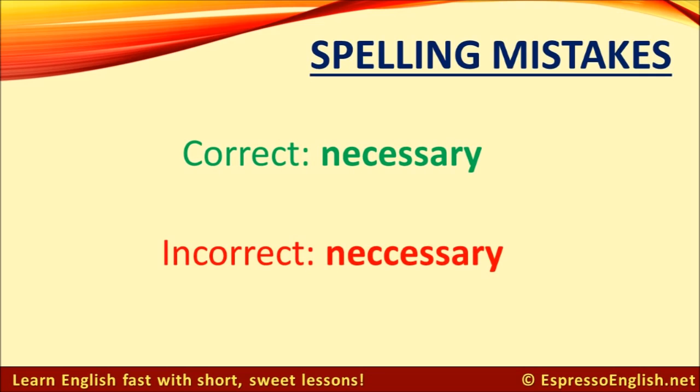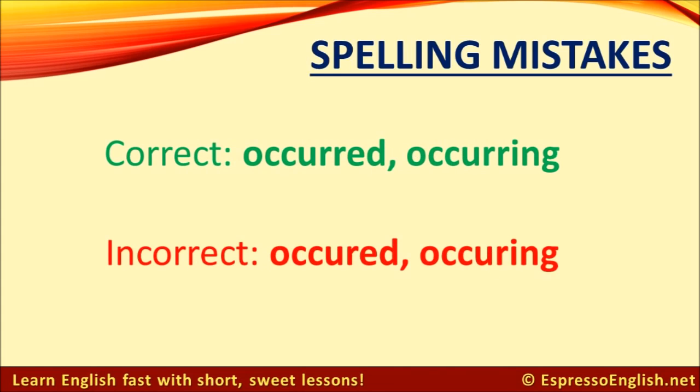Let's look at the word necessary. We only need 1 C and 2 S's in the word necessary. But in the word occurred and occurring, then we need 2 C's and 2 R's. Now the base form of this verb, occur, has 2 C's and just 1 R at the end. But when we add the ED ending to make it in the past, or the ING ending to make it continuous, then we need to double the R, so we get occurred and occurring with 2 C's and 2 R's.